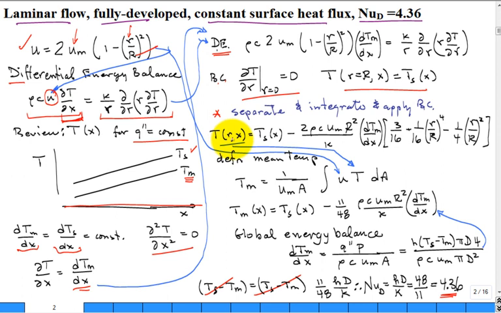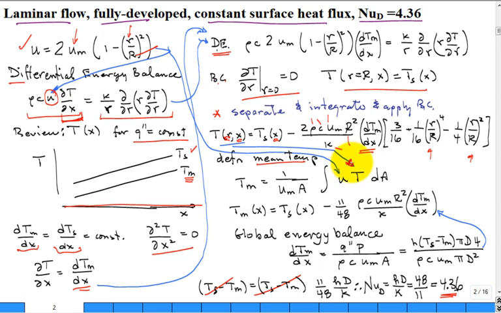So you have the temperature as a function of r and x. First of all, the surface temperature is a function of x, not a function of r. And then you have down here the constant rate of increase of the mean temperature, the outer radius, the fluid properties, and then you have this function of r right there. What do we want to do with it? Well, go back to the definition of what the mean temperature is, stick that into the equation.